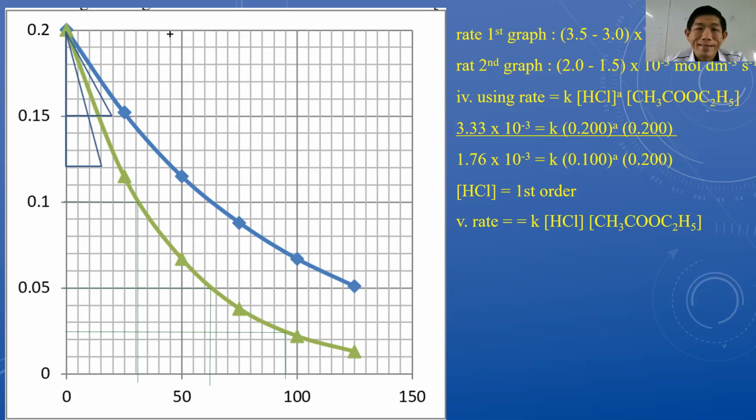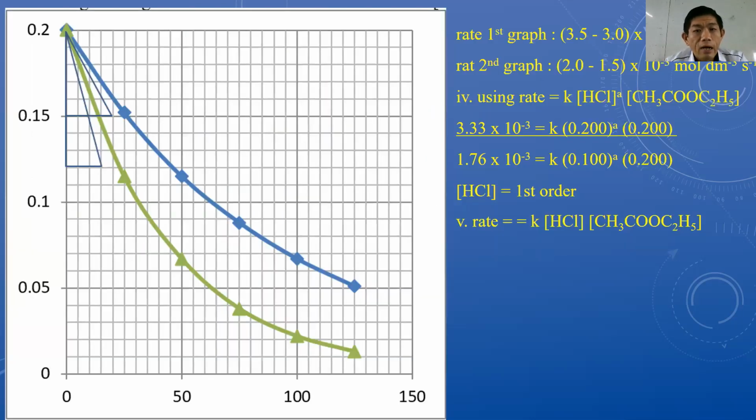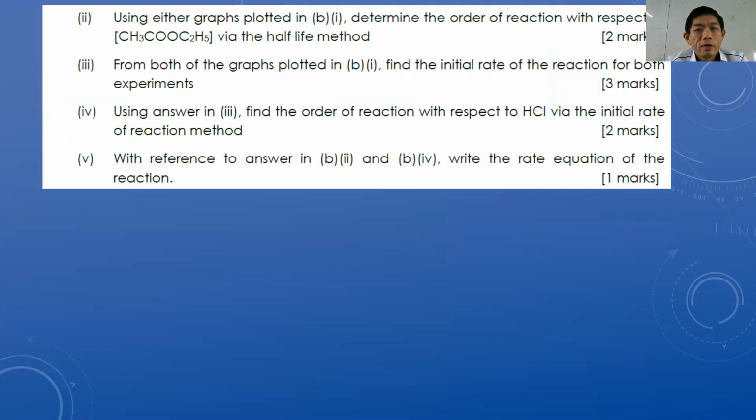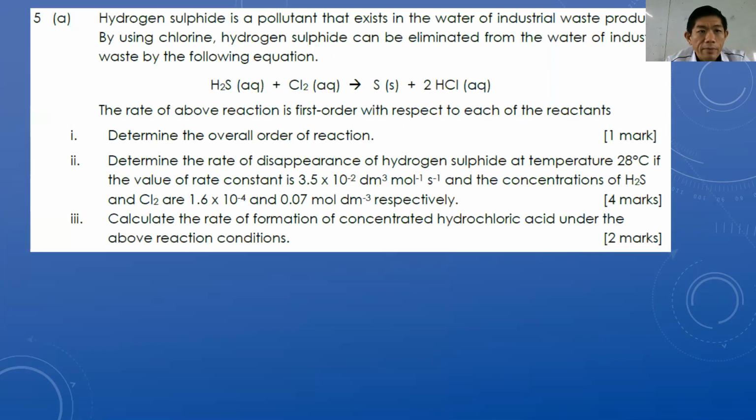Okay, so these are the two combinations of the two methods in here. Hopefully you'll be able to understand. Okay, so let's continue to the next question. That is how you're going to answer for both of the graphs. With that, that is for question number 4. Last but not least, question number 5.